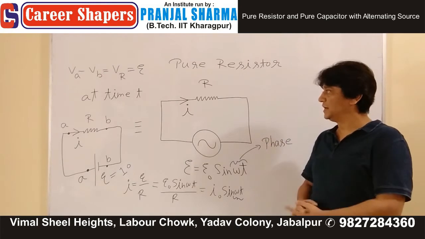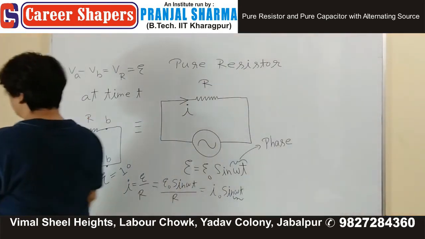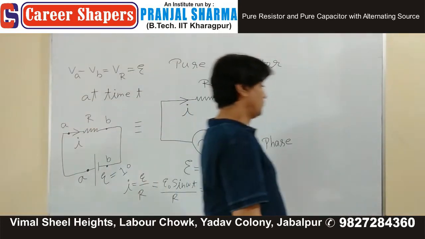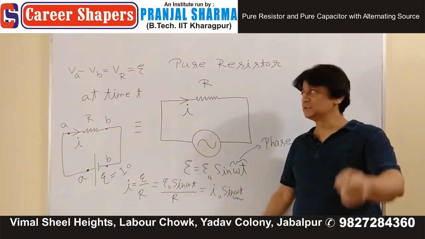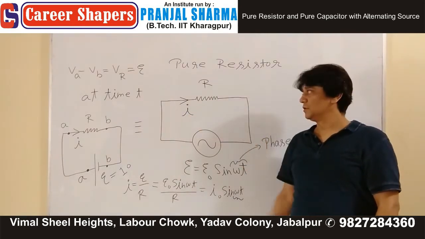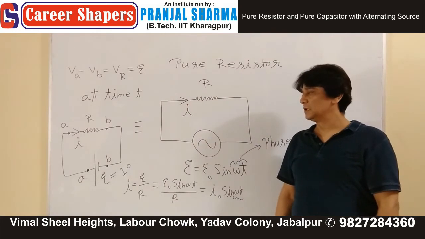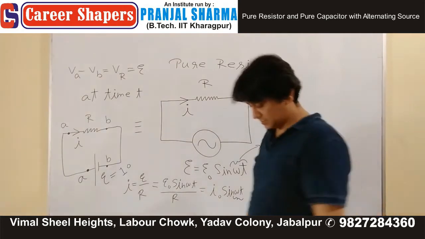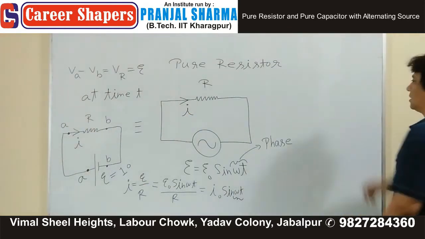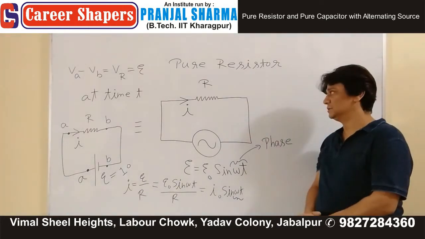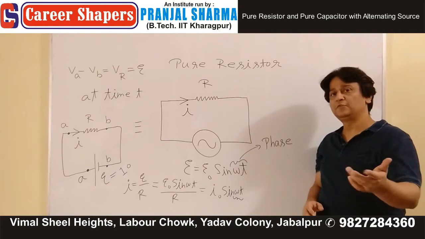When a resistor is present in an alternating circuit, then the phase of potential difference across the ends of the resistor is the same as that of the current flowing through the resistor.